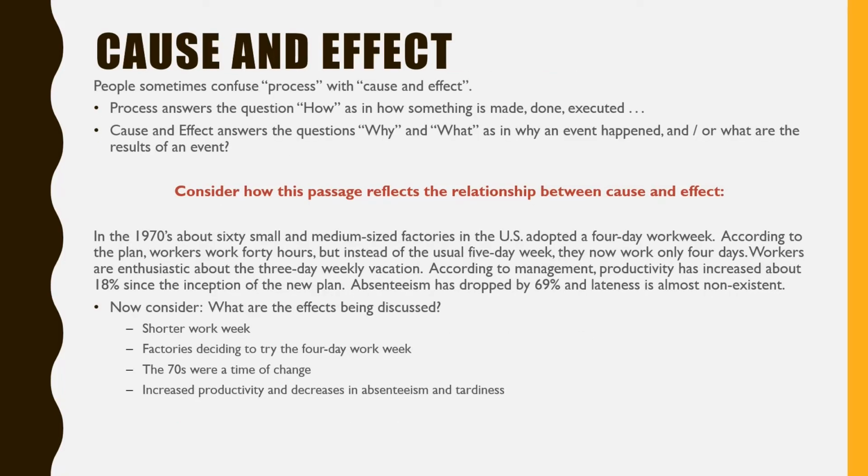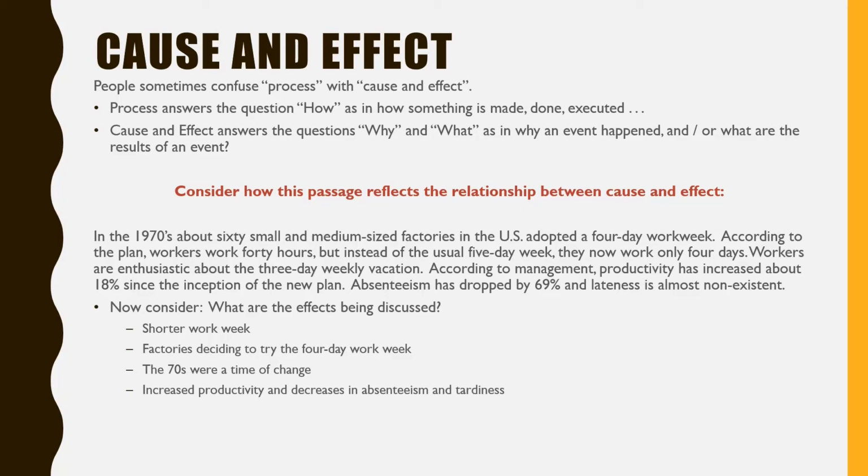Let's look now at the effectiveness of cause and effect. People sometimes confuse process with cause and effect. Process answers the question how, as in how something is made, done, or executed. Cause and effect answers the questions why and what, as in why an event happened and what are the results of an event. Consider how this passage reflects the relationship between cause and effect.